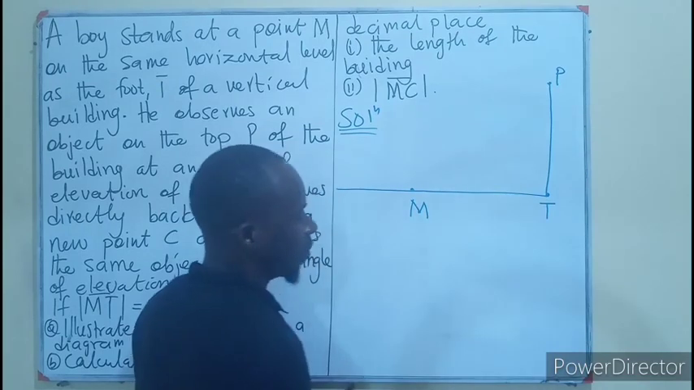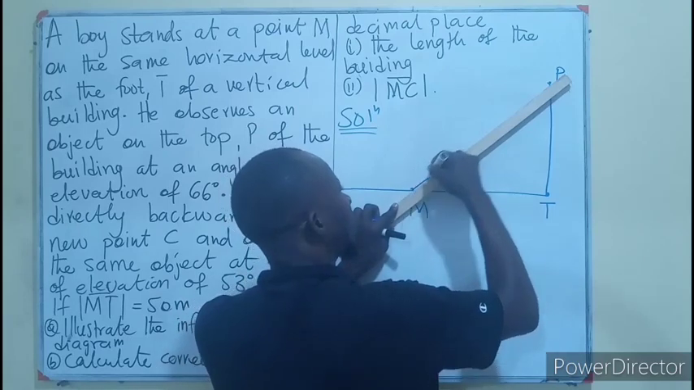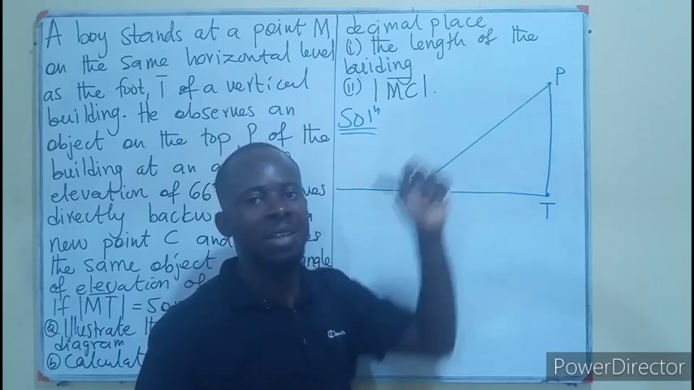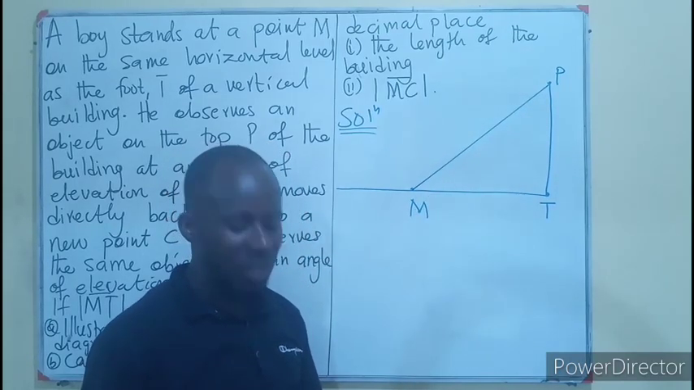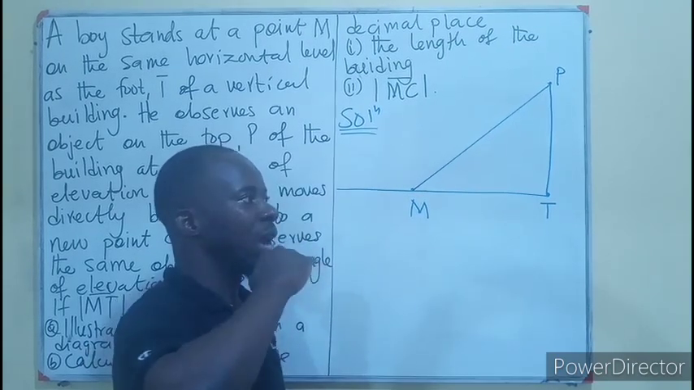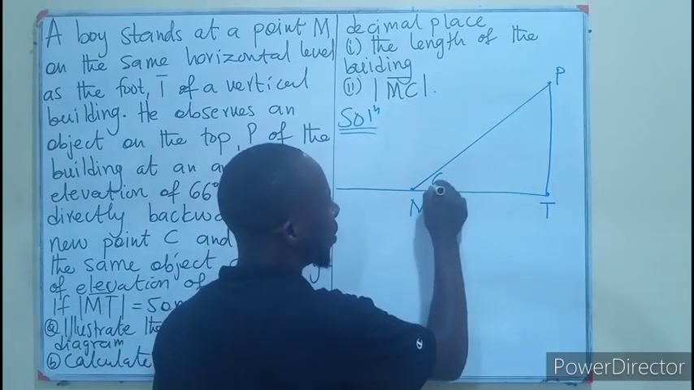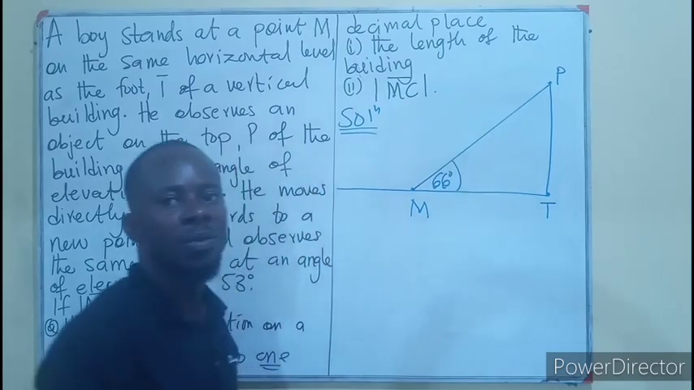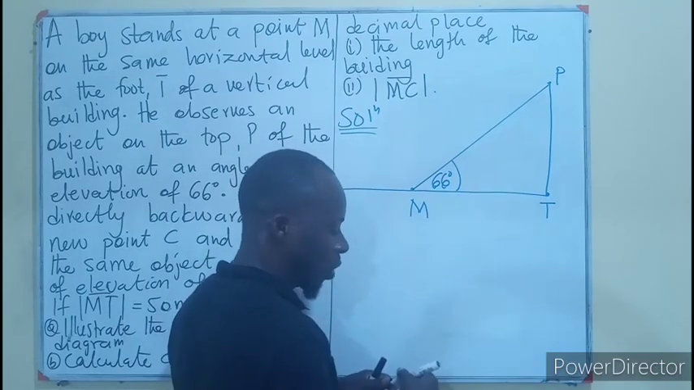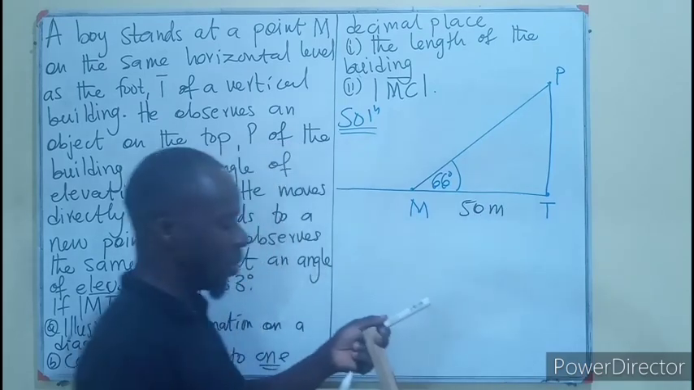And we know that is going to be a straight line from the eye. So he is looking at the object at P. We know the angle of elevation is the angle above a horizontal line. So we have the eye level, then the angle. This is going to be the angle 66 degrees. The distance between the boy and the building has been labeled as 50 meters.